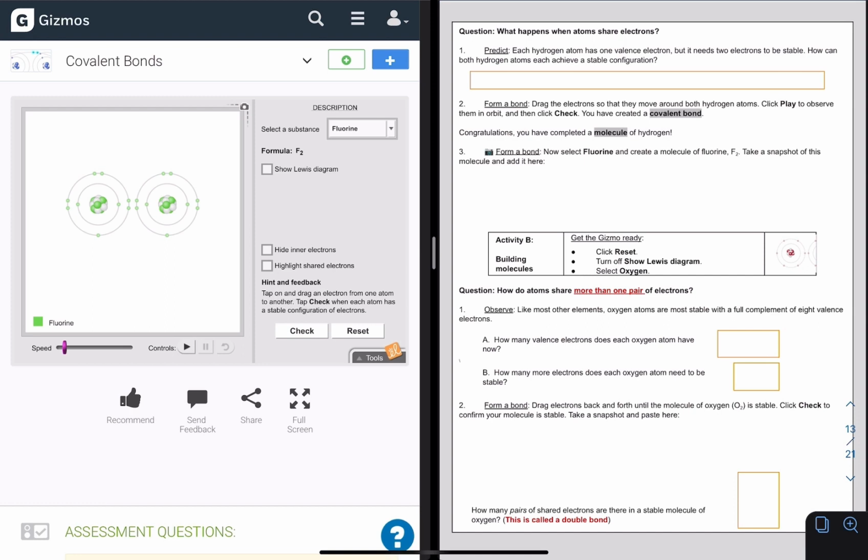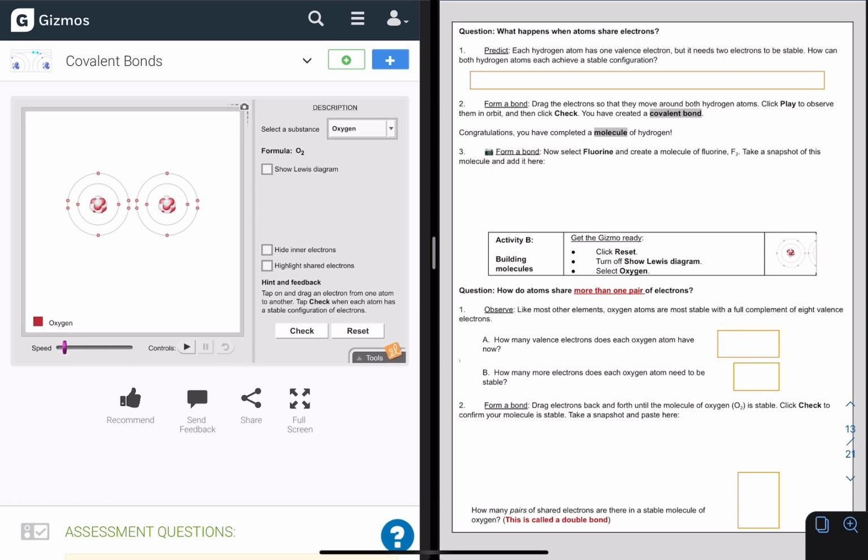So we're going to click reset, turn off Lewis diagram, it's turned off. We're going to select oxygen. The question says, how do atoms share more than 1 pair of electrons? Number 1, observe. Like most other elements, oxygen atoms are most stable with a full complement of 8 valence electrons. So A says, how many valence electrons does each oxygen atom have now? You can count, look at the model, write your answer in that box. And then B, how many more electrons does each oxygen atom need to be stable? Again, you write your answer in this box.